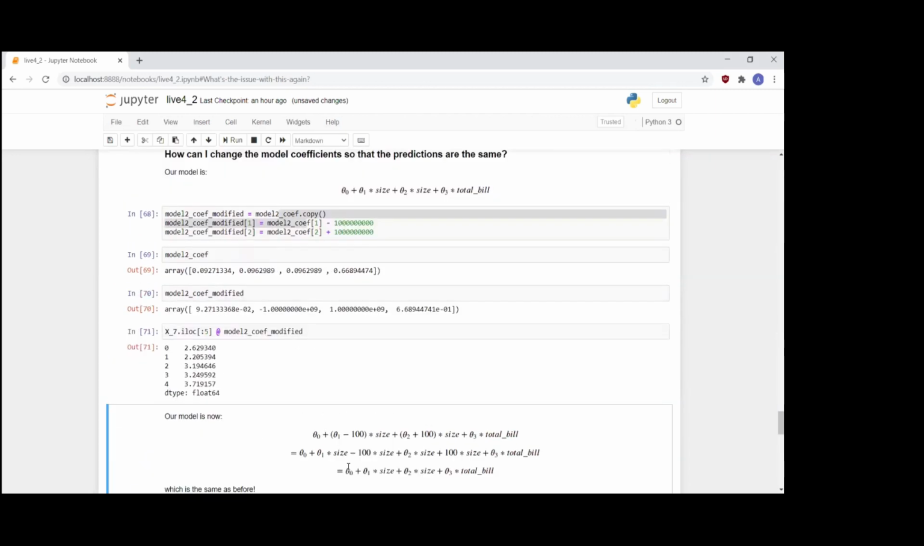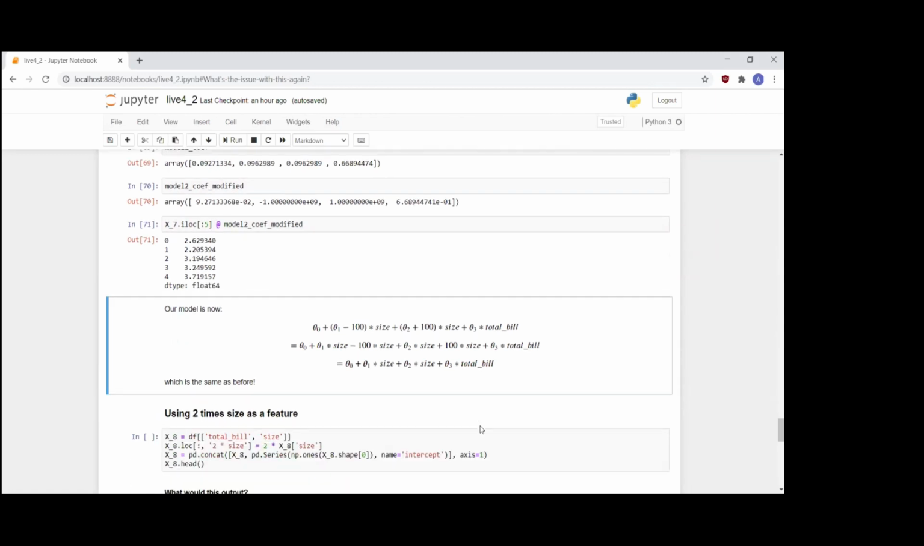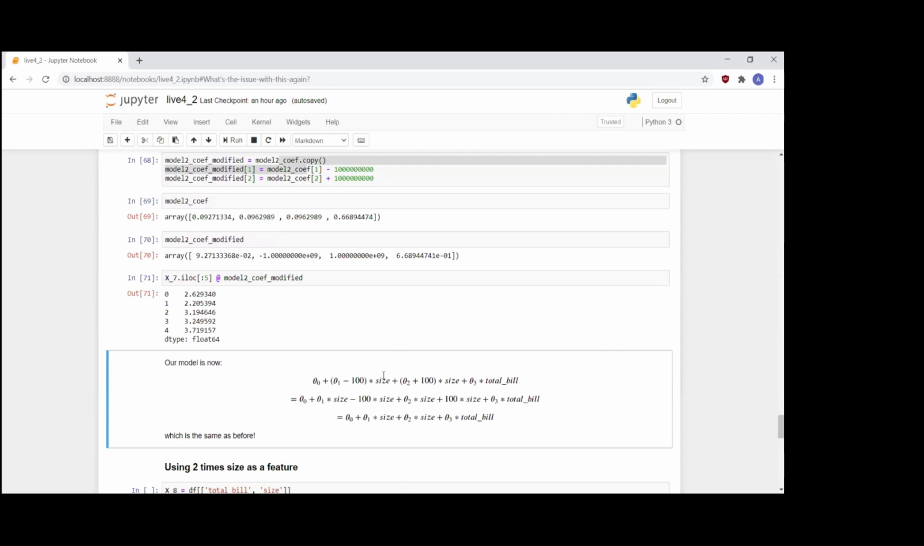And here's a proof of that. If I take theta 1 minus 100 and theta 2 plus 100, and I work out the math here, I subtract 100 times size and add 100 times size. So those cancel out regardless of what this number is. So this could be this big number here. It'll be the same thing. And this results in the same model as before. Any questions on this section?